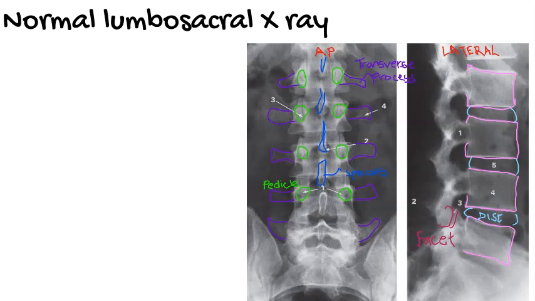From the lateral view, you can see the pink one, I illustrate the vertebral body. The blue is the intervertebral disc. And another pink one is the facet, superior and inferior facet, or number 3.